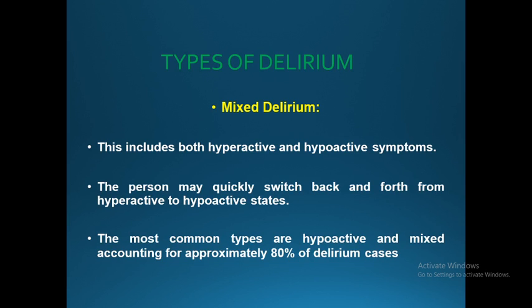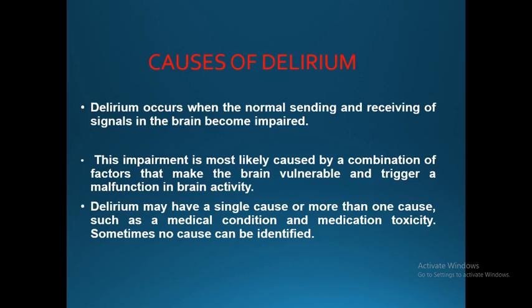The most common types are hypoactive and mixed, accounting for approximately 80% of delirium cases. Hyperactive cases are around 20%. So, what are the types of delirium? Hyperactive: uncooperative, aggressive, argumentative. Hypoactive: lethargic, sleeping all the time. And mixed, switching between these two types.